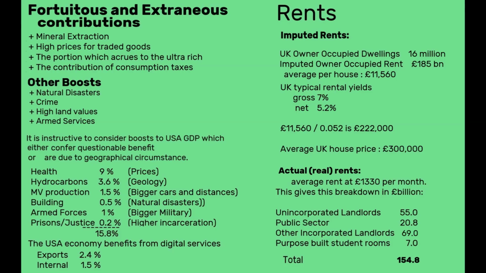Typical UK gross and net yields are about 7% and 5.2%. 11,560 divided by 0.052 is 222,000, which is below the average house price of 300,000. Possibly the valuation office is behind with its valuations, but there is possibly political pressure to prevent this category from rising too much.